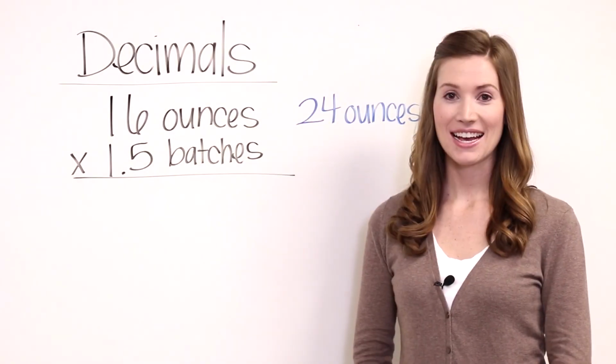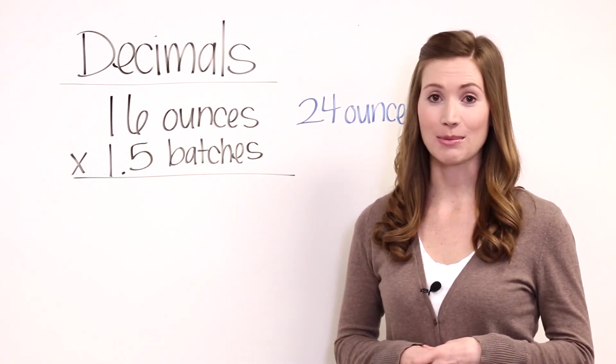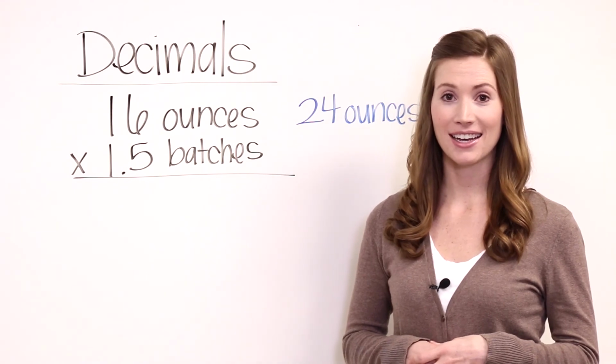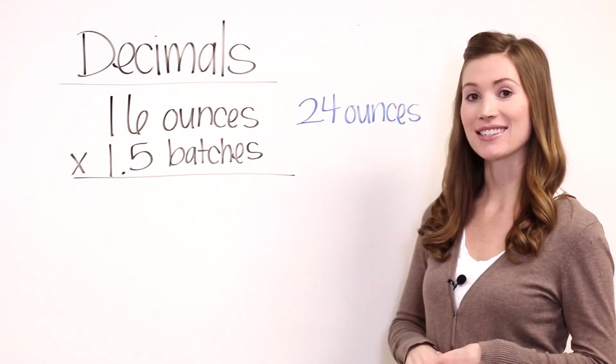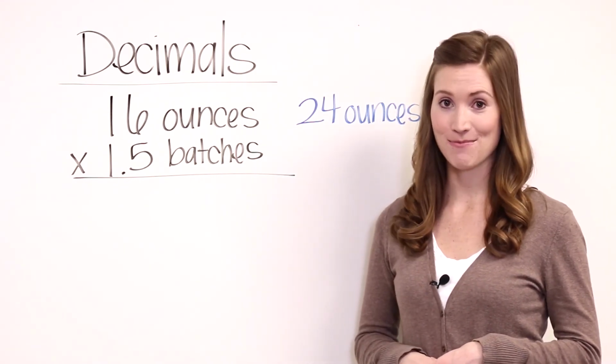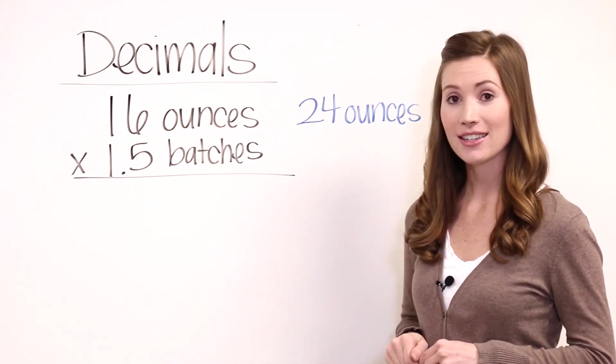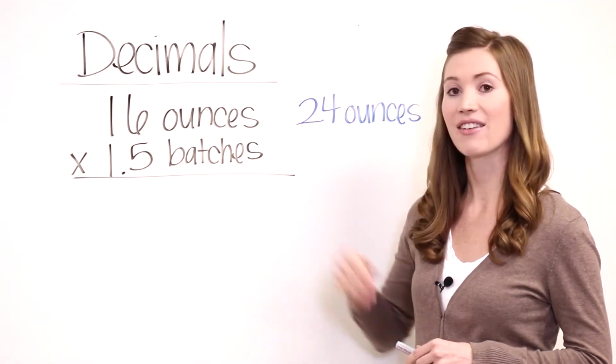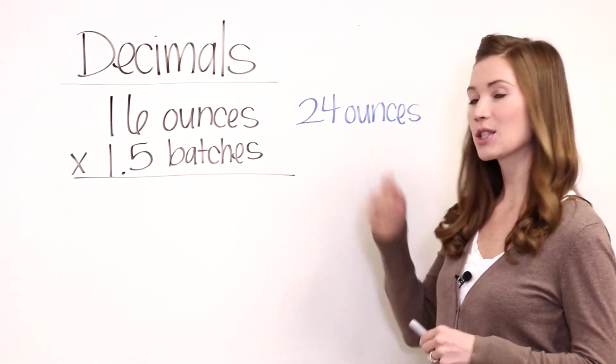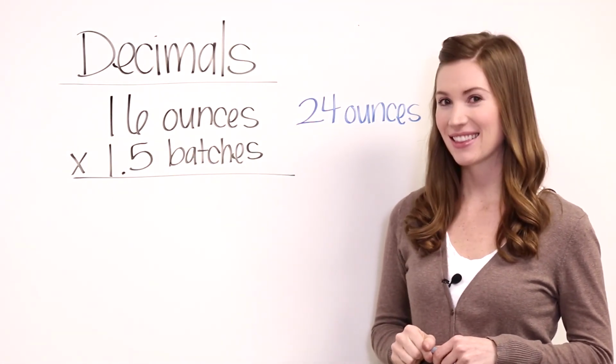Welcome back. So how many ounces of chocolate chips do Roxy and her mom need? If you said 24 ounces, you're correct. Great job. There's 16 ounces per batch, and Roxy and her mom need to make 1.5 batches. If you didn't get 24, that's okay. Let's do the problem together.